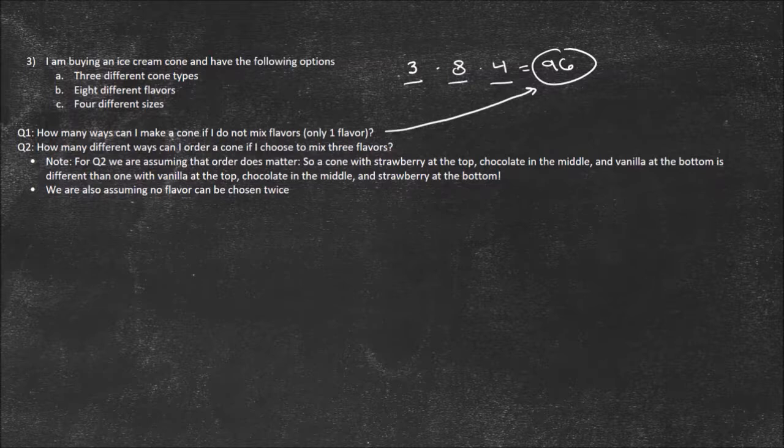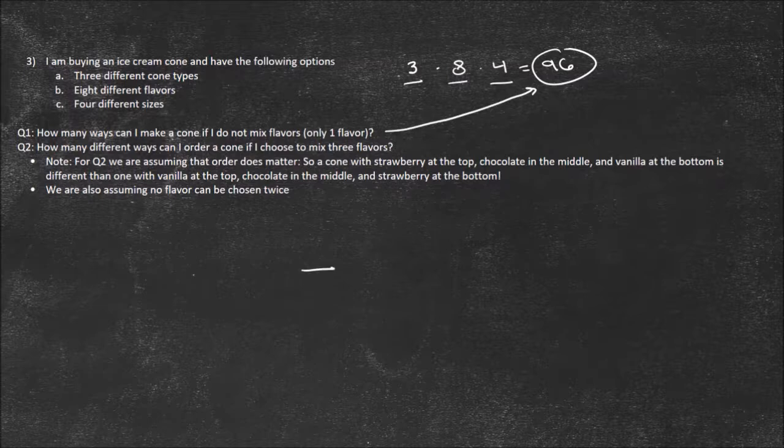We're also assuming no flavor can be chosen twice. So once I've chosen strawberry, I can't choose strawberry again. So it can't be on the first scoop and the second scoop. It needs to be 3 different scoops. So let's think about this. What I'm going to do now is draw my same lines that give me my choices, but let's be careful here.